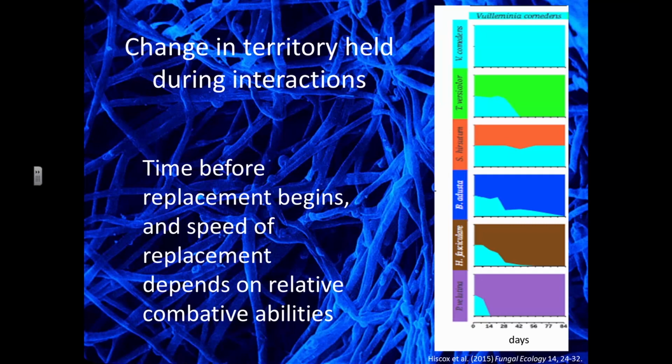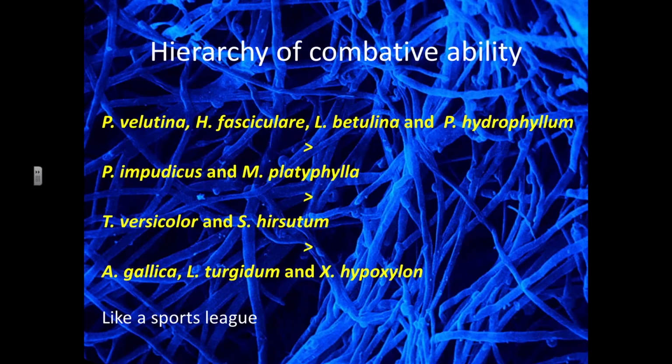In this combination here, Vuilleminia and Stereum, well, no change all along. Actually, Stereum is a great defender. It's a very poor attacker, but a great defender. So no change. This one, you see the Jaapia eventually takes over. Quicker still, Hypholoma, and look at this, the great Phanerochaete. Within 2 weeks, it's completely replaced its opponent. So the great fighters replace more quickly than the less good ones.